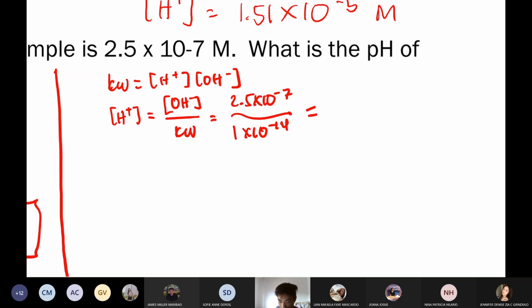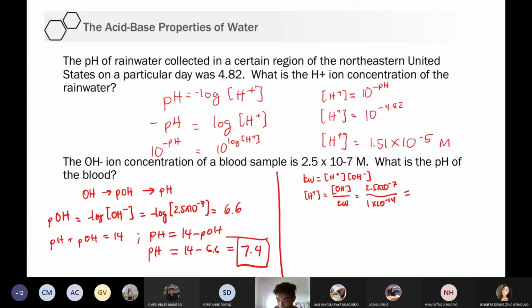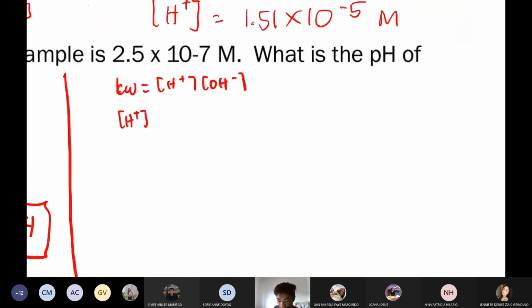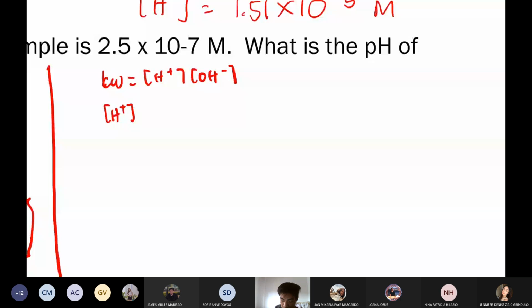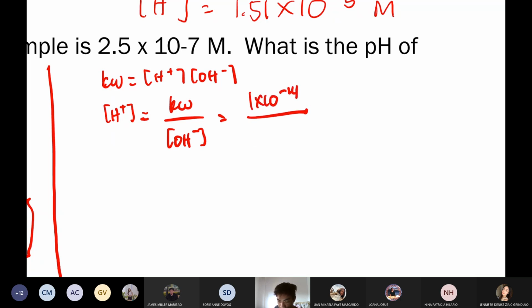Tama ba ako nung solve? Baliktad ako, sorry. Baliktad. Diba? Duling na. Gutom na tayo eh. Okay. So, baliktad yung aking fraction. Okay. So, to solve for the H plus, that will be KW divided by concentration of OH pala. Sorry. Okay, so that's 1 times 10 raised to negative 14 divided by 2.5 times 10 raised to negative 7.